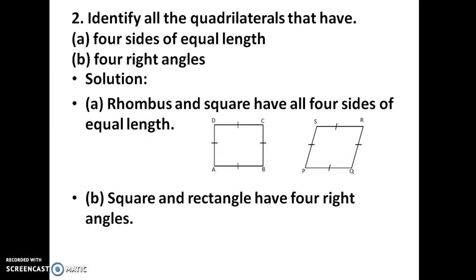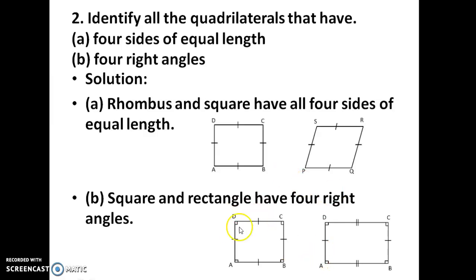Then all 4 right angles. In which do you have all right angles? Square and rectangle. In those only you will have all angles as right angles. Right angle means 90 degrees.